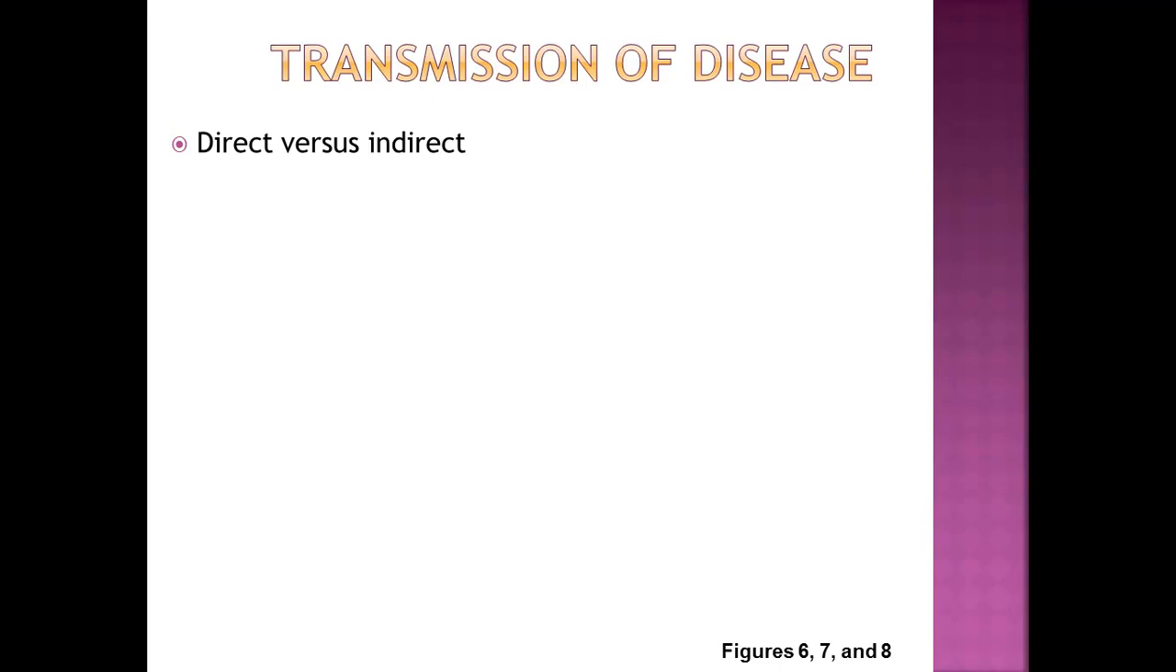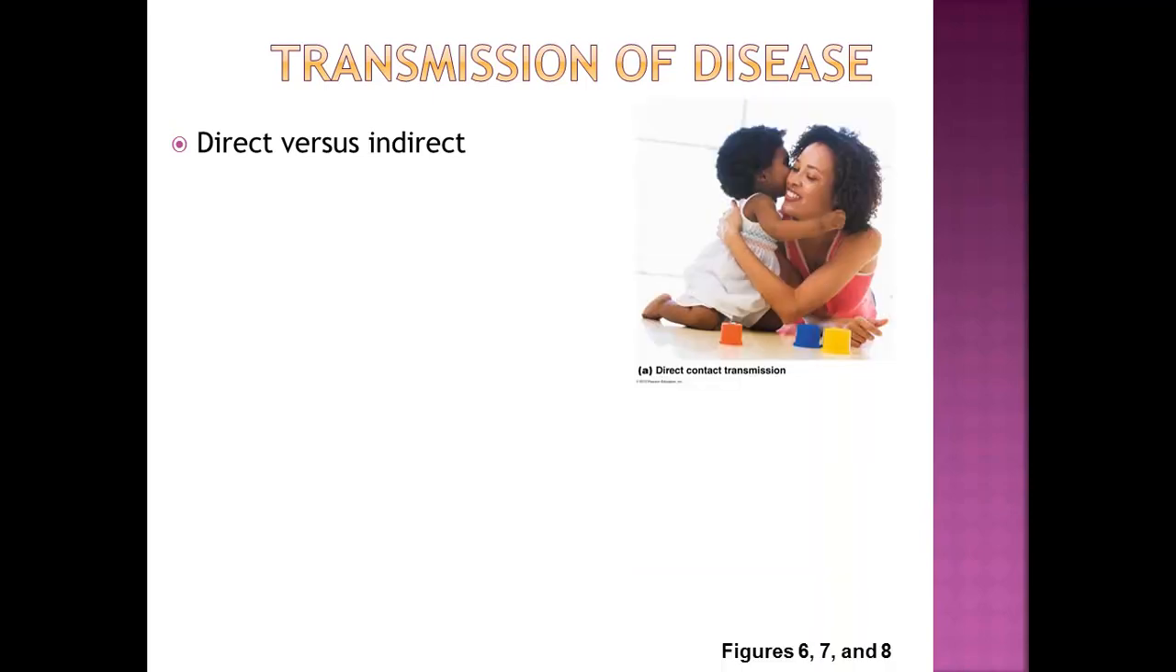If you said table, pen, water, soil, etc., you are correct. Now, direct is perfectly shown here where we see a mom hugging her baby. And of course, if that baby's sick, then it passes onward to mommy.